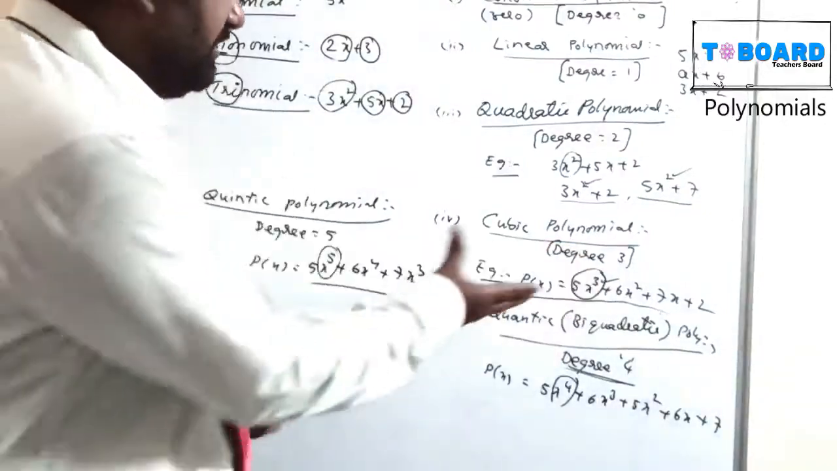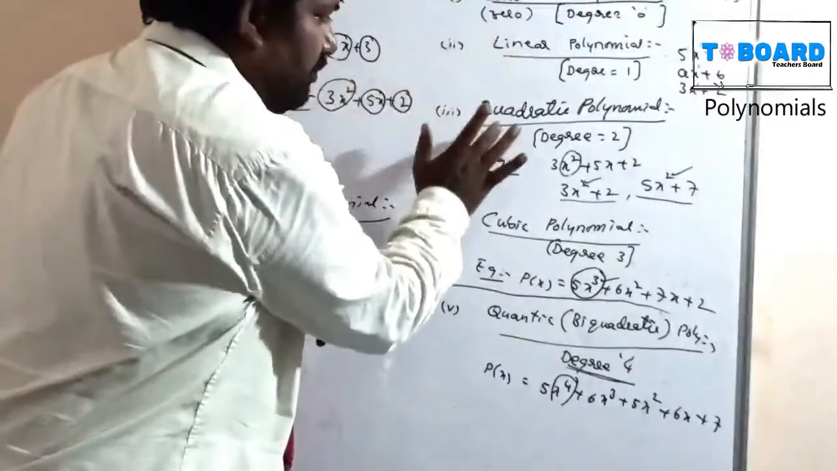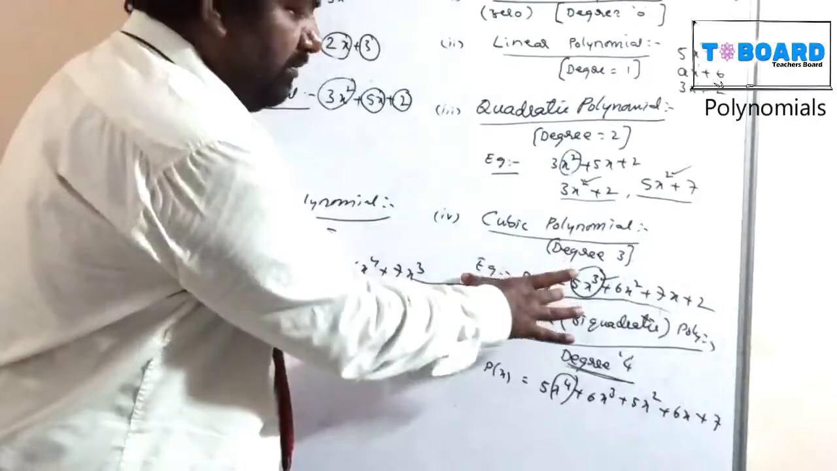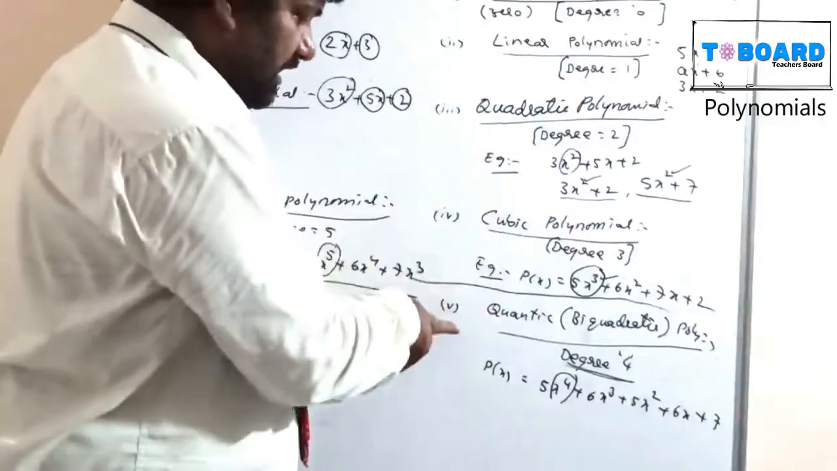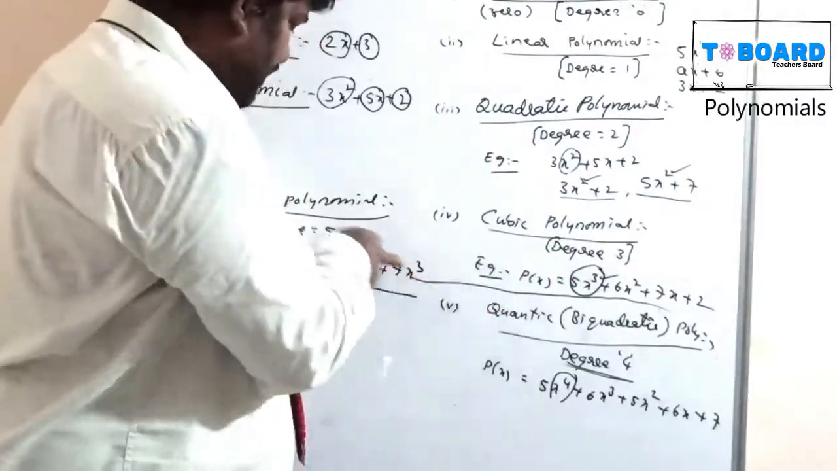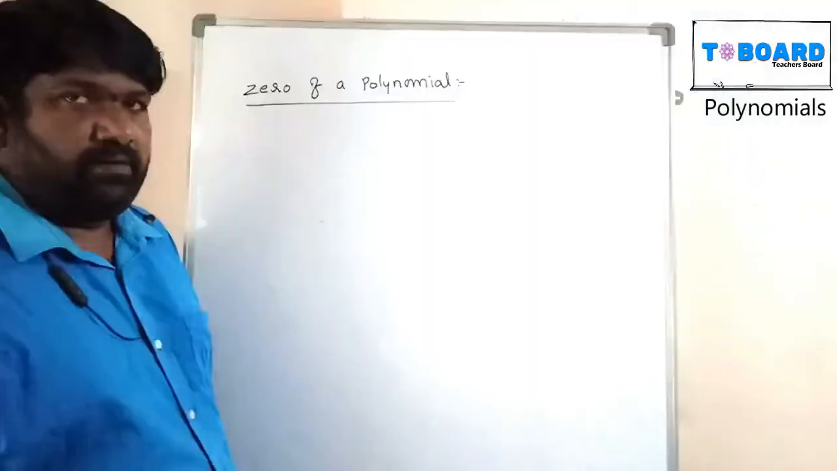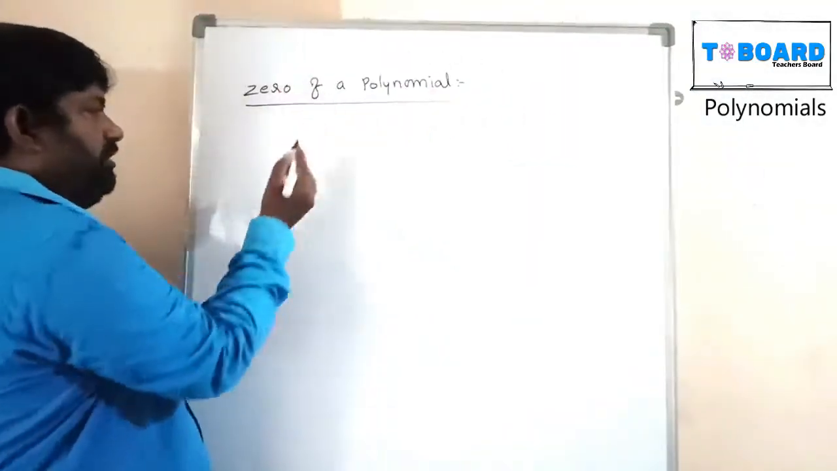Okay, enough. This is 10th class, only 1, 2, 3, 4. Only up to cubic polynomial is enough. In your higher education after 10th, you will study quartic polynomial and quintic polynomial. Okay. Zero of a polynomial.